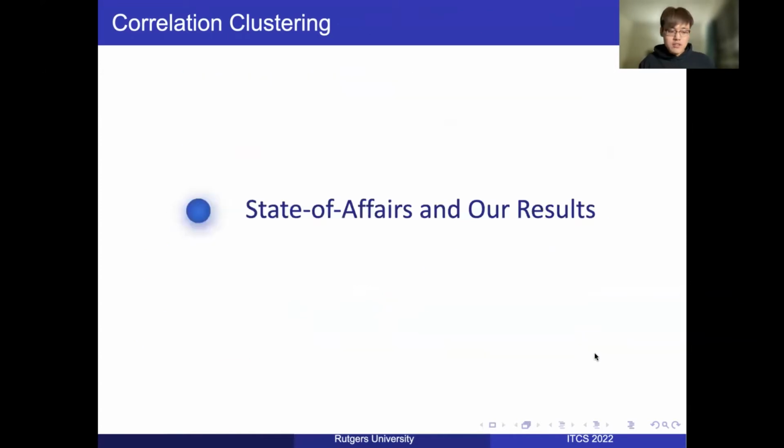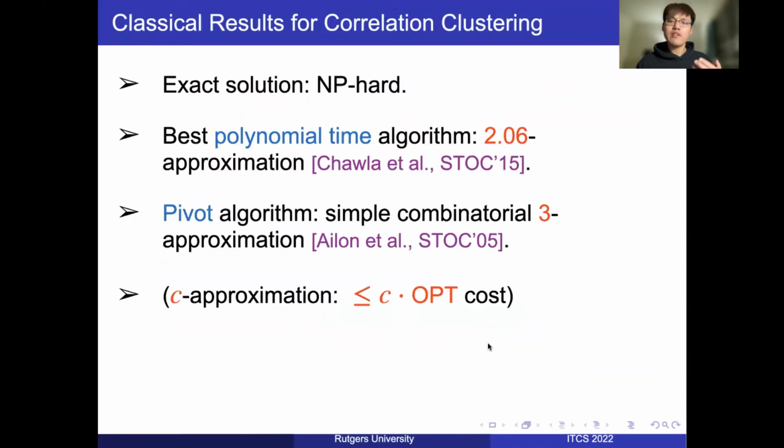Let me tell you about the state of affairs of correlation clustering and what our main contributions are. There are some classical results for correlation clustering. We know that the exact solution for this problem is NP-hard. The best polynomial time algorithm achieves a 2.06 approximation by Cohen-Addad et al. This algorithm is based on linear programming techniques. And for combinatorial algorithms, there is a simple pivot algorithm that achieves a 3 approximation by Ailon et al.